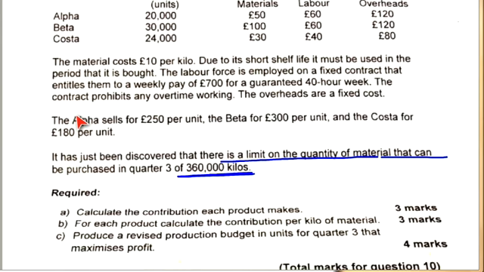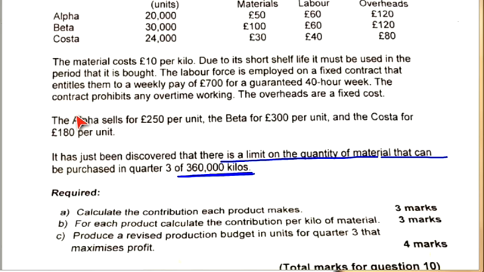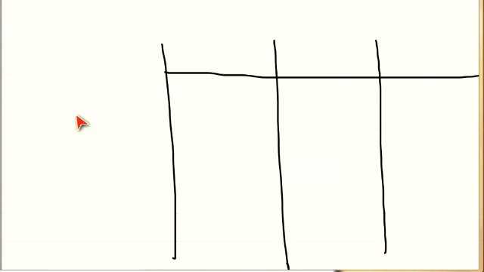I'm going to go to the next page where I've got a paper set up already. For this kind of question, I need to have 3 columns because I've got 3 products. If I had 4 products, I would have 4 columns. So I'm just going to draw 3 lines, one for each product. My products are the alpha here, the beta here, and the costa.